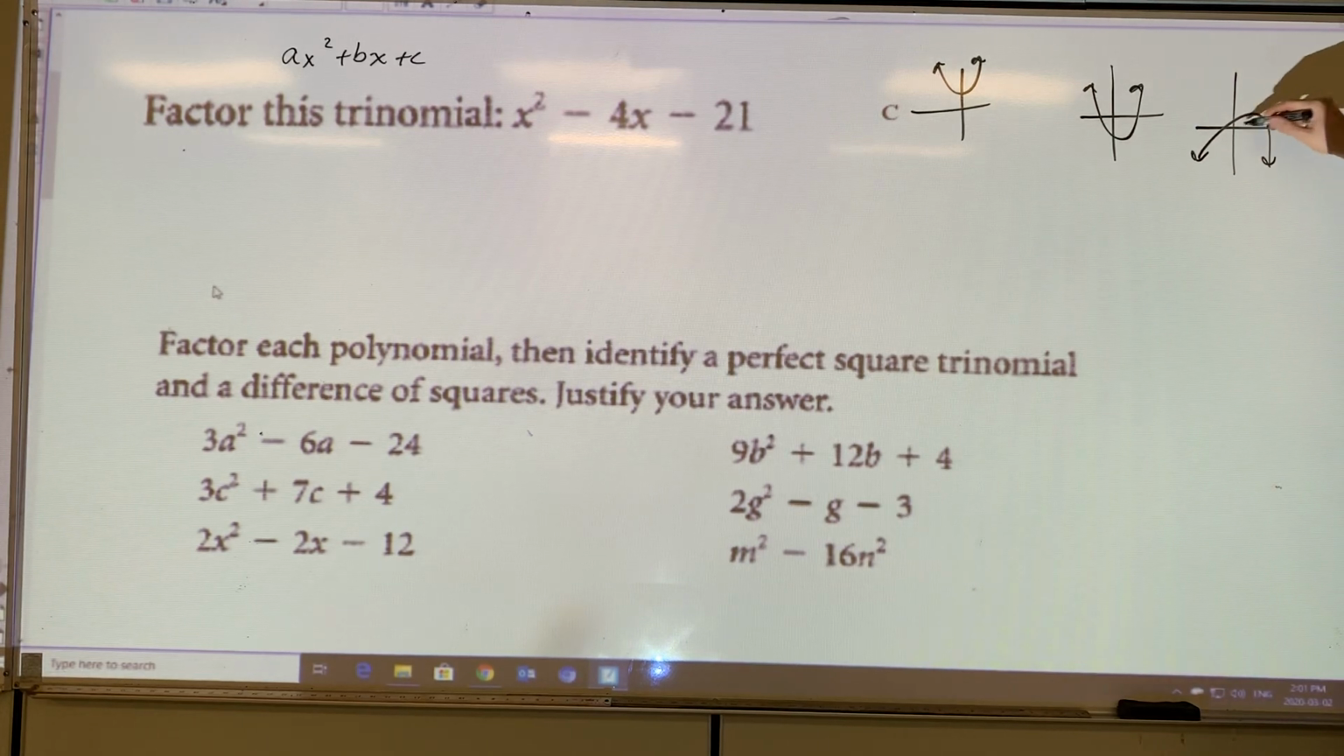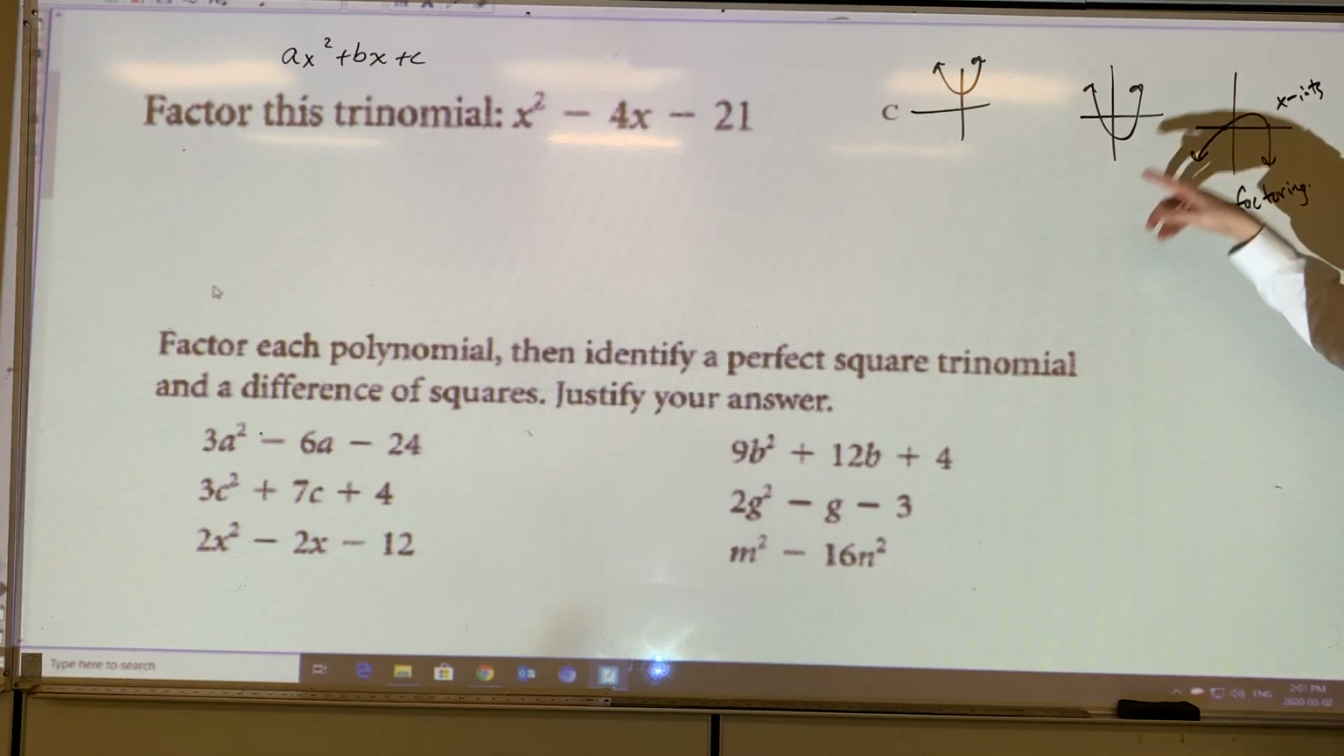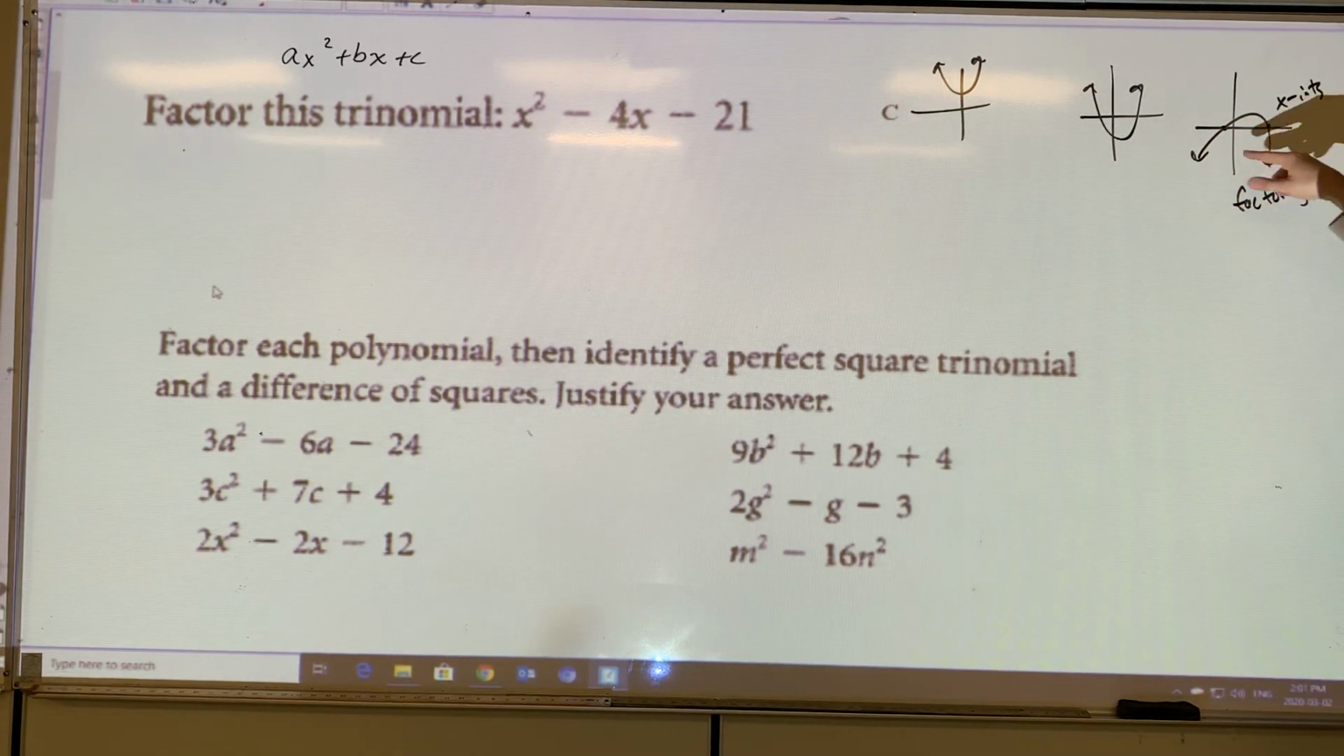So we have these x-intercepts. Okay, and we find them by factoring. So we're going to spend basically a large part of a unit just learning a bunch of factoring methods, so that when we get to drawing these in the next unit, we can find the x-intercepts and we can do all this stuff that we need to do.